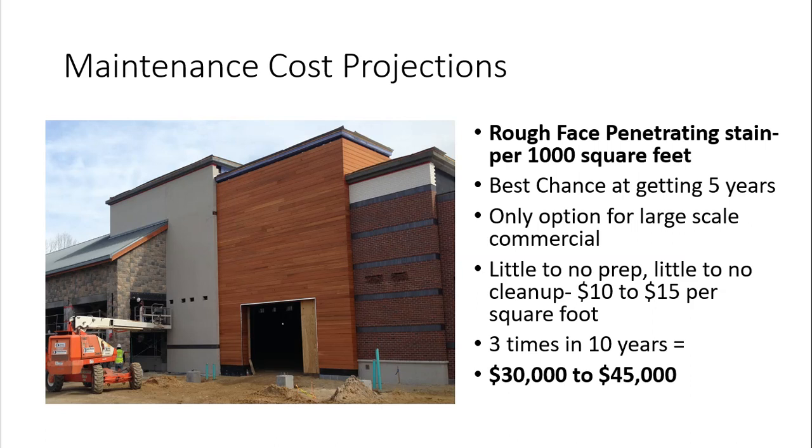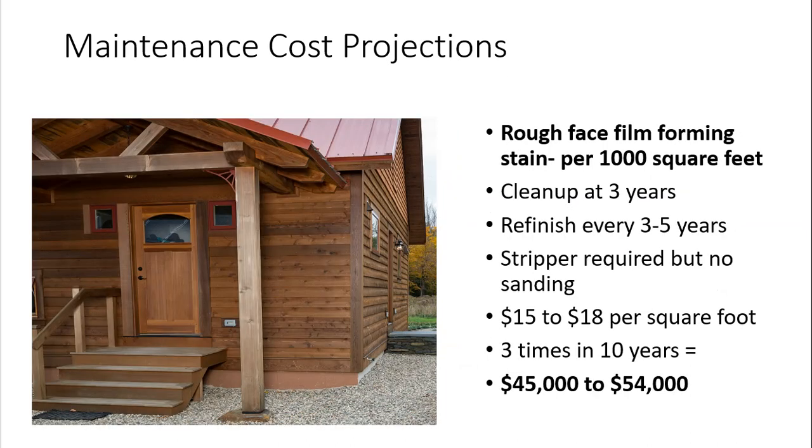If you use a rough face film forming finish, you're going to clean it up at 3 years, refinish every 3 to 5. A stripper will be required, but you won't have to sand it. Your cost will spring between $15 and $18 a square foot. Conservatively, 3 times in 10 years, that puts you at $45,000 to $54,000 for 1,000 square feet in 10 years.